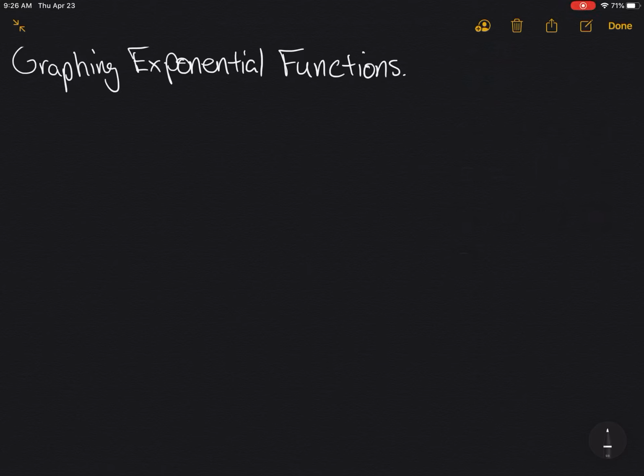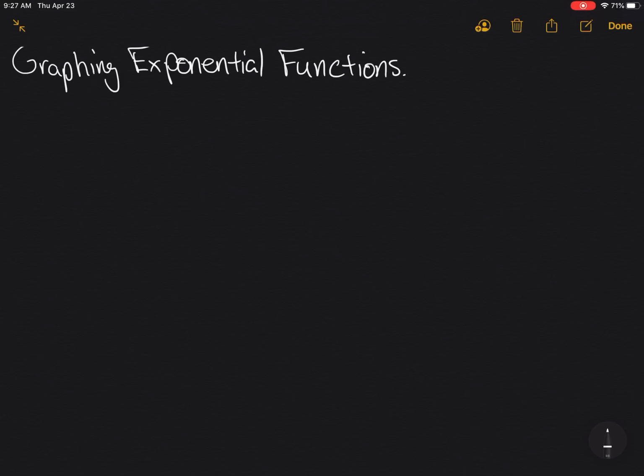All right, let's discuss graphing exponential functions. So I'm making this video separate from looking at just a general exponential function because I think there's some value in just spending some time looking at what the graph looks like and not worrying too much about the mechanics of how we got there.